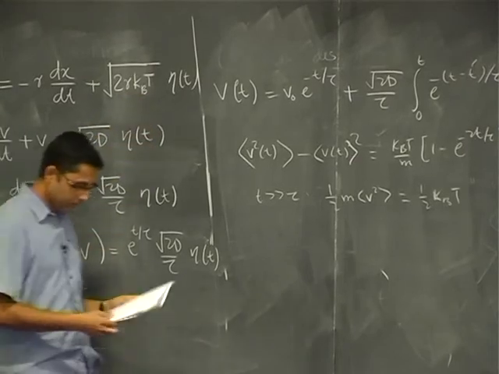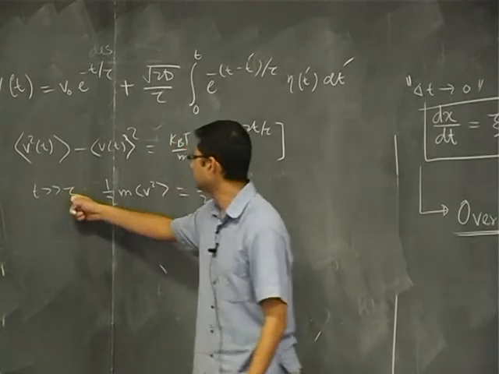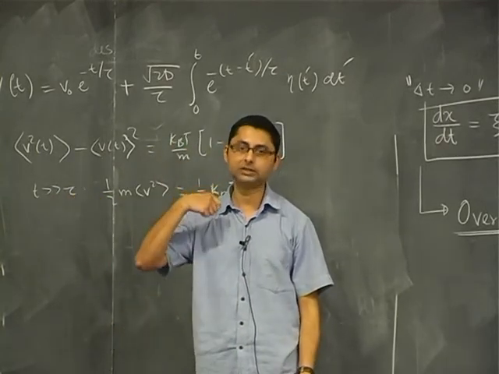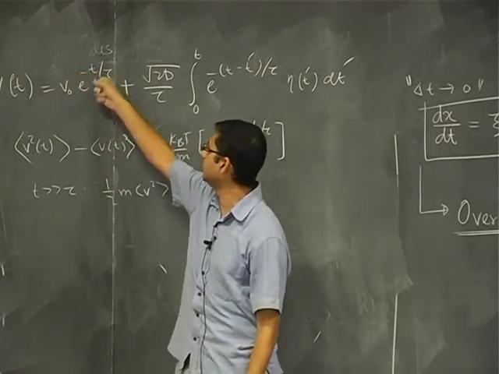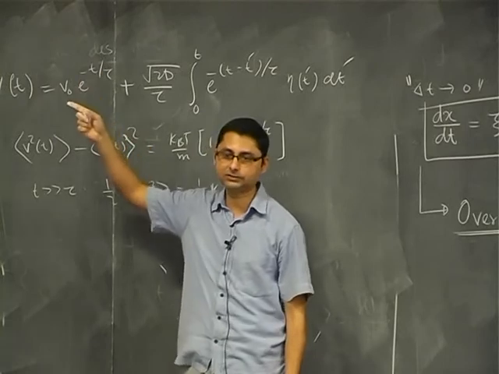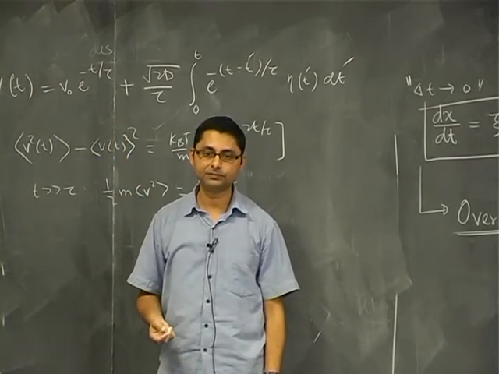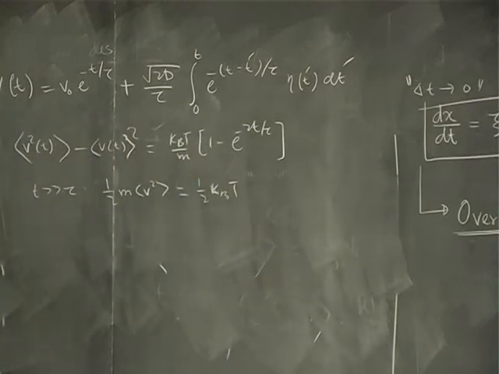So after a time much larger than tau, the system doesn't remember, the velocity doesn't remember its initial velocity. This is also true from here. So the velocity equilibrates at the time scale of tau, right? But the position may not equilibrate at that time scale. Position will have some other distance.